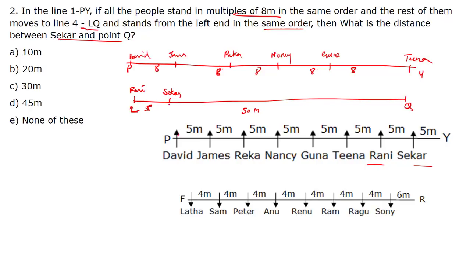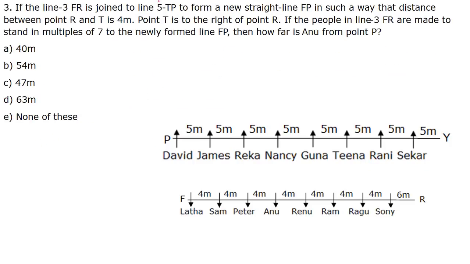Therefore, now we have to find the distance between Sekar and point Q. The total distance from L to Q is 50 meters minus the distance from Rani to Sekar, that is 5 meters. That is equal to 45 meters. That is nothing but option D. Let's check out the third question here.